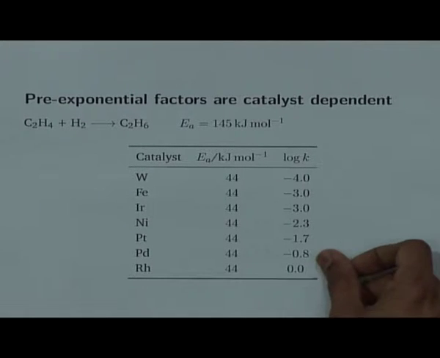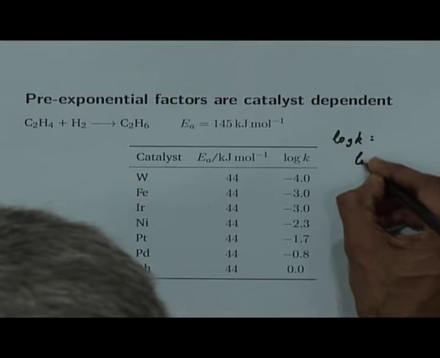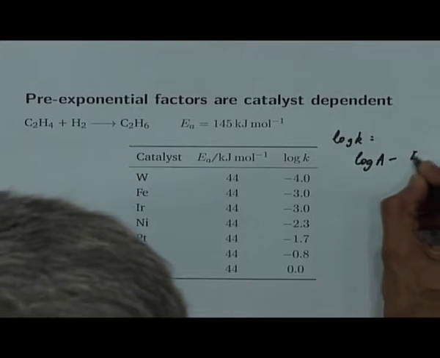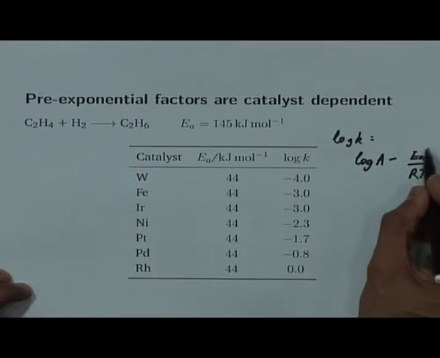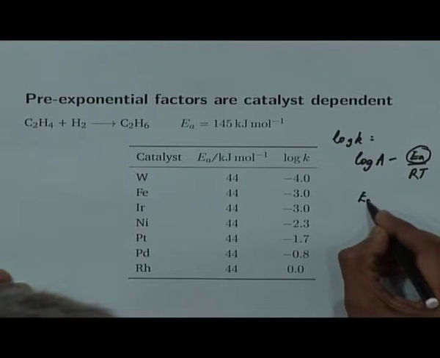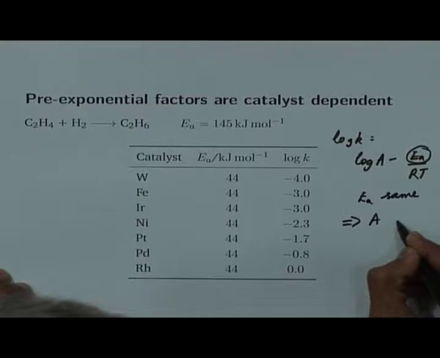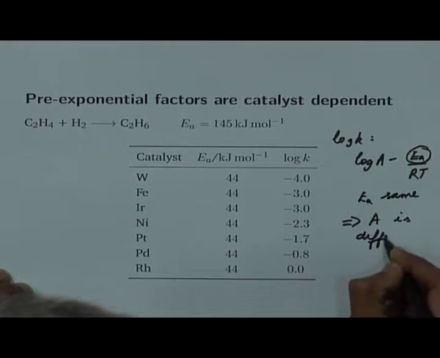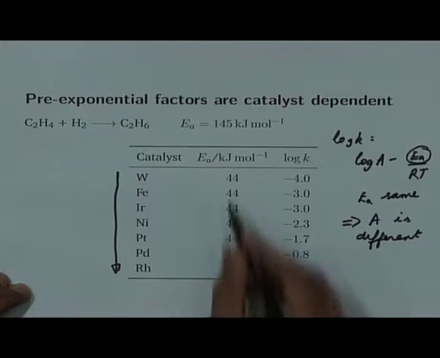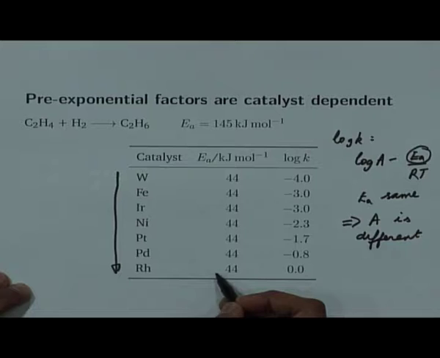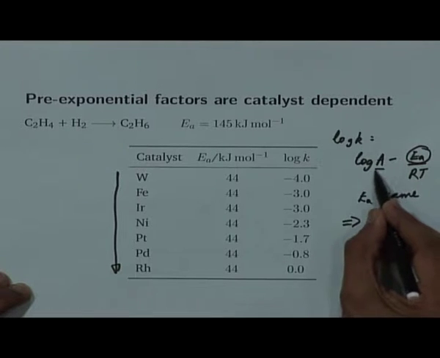If the logarithm of the rate constant is different, because the EAs are the same, it implies that A is different. So, in this set, what we see is that the activation energy is the same, but the log k's are different, and the log k's being different implies that the pre-exponential factors are different.